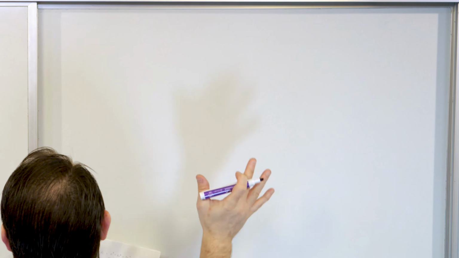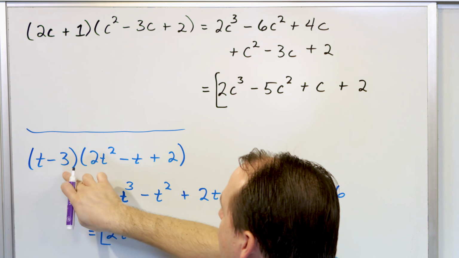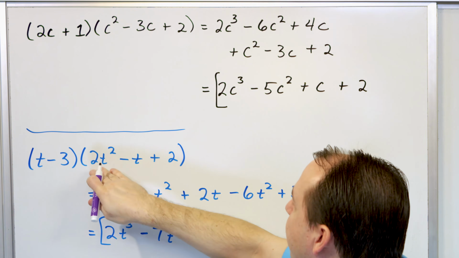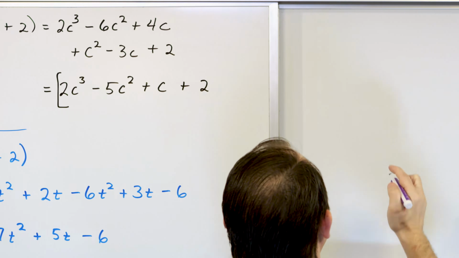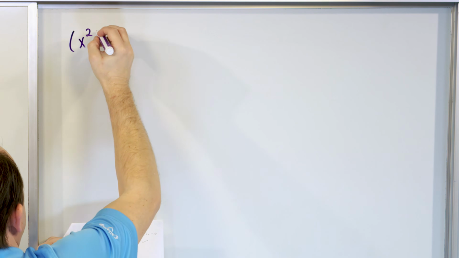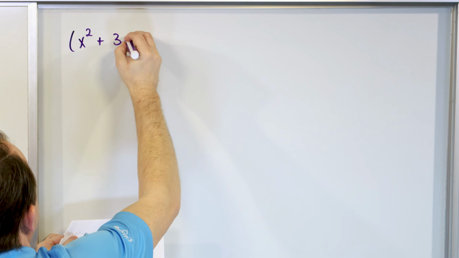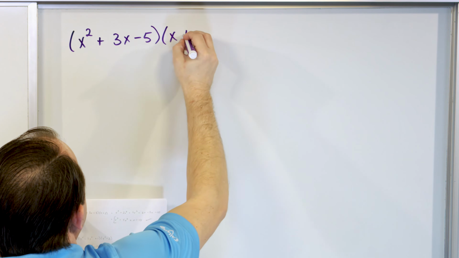Now let's turn it around a little bit. In all of these problems, I had 2 terms out here, here's 2 terms, multiplied by this trinomial, which is 3 terms. So binomial times trinomial. Now take a look at how this one differs. What if I have x squared plus 3x minus 5, and then I'm multiplying that times x plus 2.